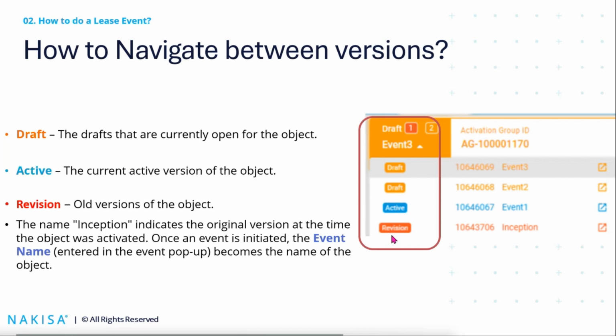I think I've covered this. Just want to bring attention that whatever name you have given when you are doing your lease modification is the name that gets assigned, and that's what names you're going to see here. So if you want to maintain a logic, you can easily put event 1, event 2, and event 3. It's just easier to navigate later.